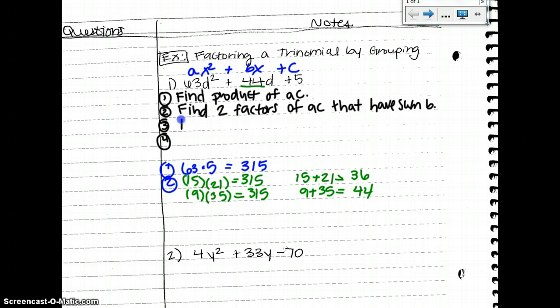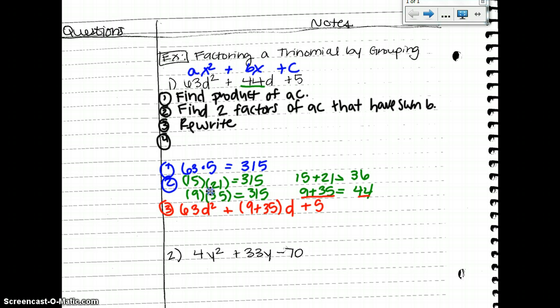Our third step is to rewrite. Okay, we are going to rewrite this. Go ahead and write 63d squared plus. We're going to replace our b value with the two numbers that make the b's sum. This is a legal move because 9 plus 35 is 44.